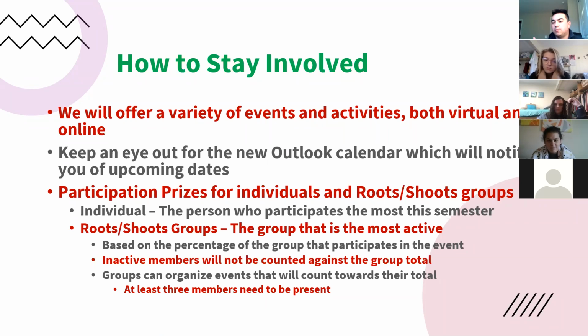So if a Roots and Shoots group wants to have some kind of virtual study night, or you want to go grab Sloopies or something together, you can do that. You just have to let me know, like, hey, as a Roots and Shoots group, we did this activity together, and that'll be a way for you all to earn points. It'll still be based as a percentage. So if only 3 people out of a group of 4 can attend, then you still only get 75.